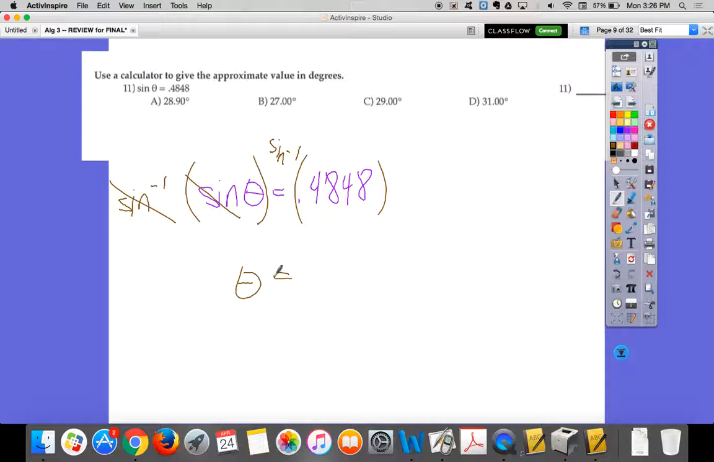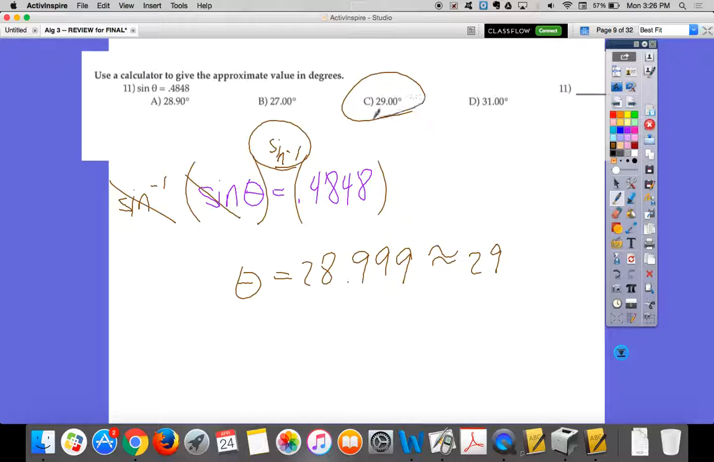So we need to access this part on your calculator. And if you get to looking, that's the second button. So every time you look for an angle, you need to press the second button. So you're going to press second sine, and you'll get that little sign with the little -1 up there. It looks like a power. It just means inverse sine. And then type 0.4848. And it will tell you 28.9999, and it keeps on going. So we're going to round this thing to 29 degrees.